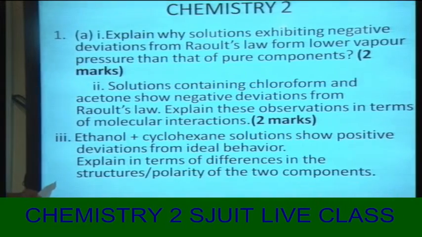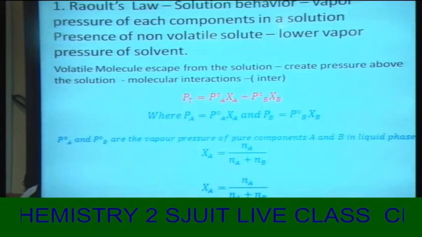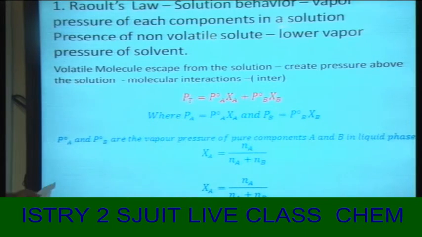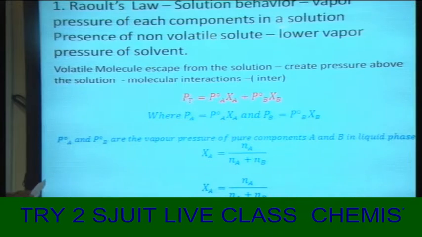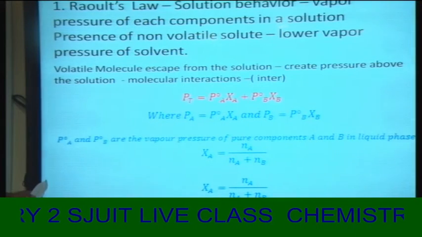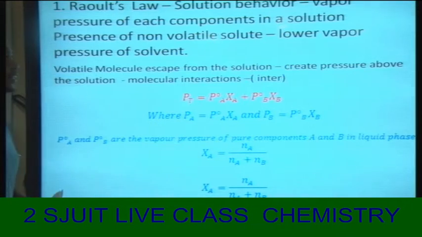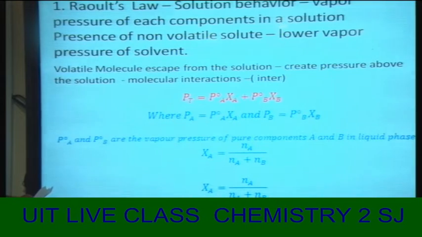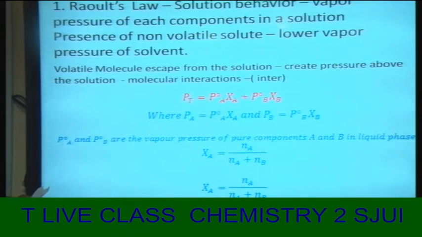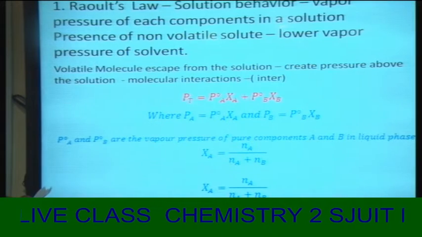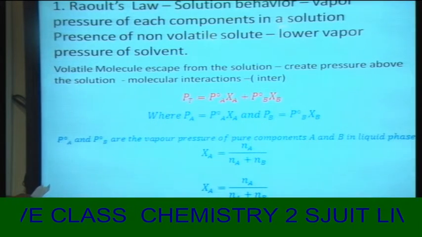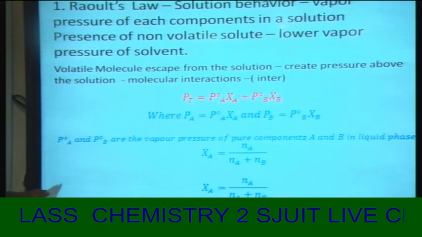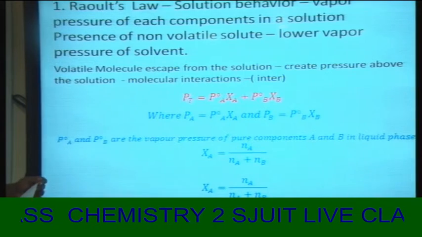Let us start with part 1, where we need to give an account of why there are some solutions which show a negative deviation from Raoult's law. What Raoult's law is all about: when you mix the 2 solutions and you need to define the pressure of an individual component in the solution, or the total pressure of components in the solution, this can be well described by Raoult's law.